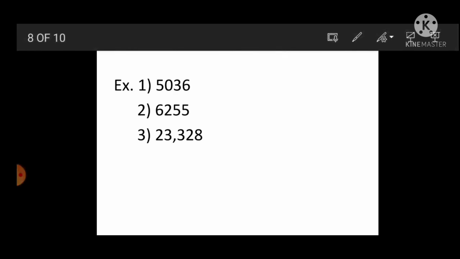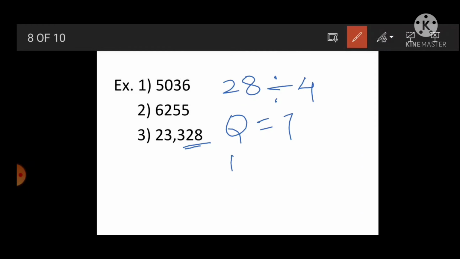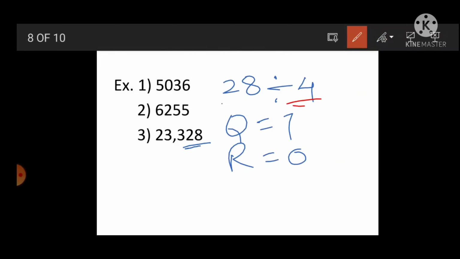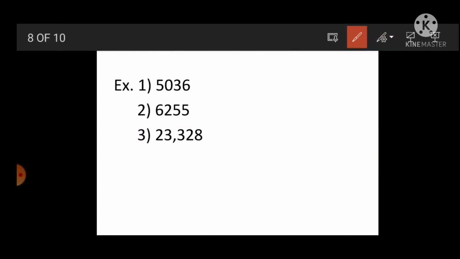23,328. Check out the last two digits, 2 and 8, which form the number 28. And 28 is divisible by 4. Yes, 4 sevens are 28, so the quotient is 7 and the remainder is 0, meaning 28 is completely divisible by 4. So the given number, 23,328, is also completely divisible by 4. Okay. Then see the next example.